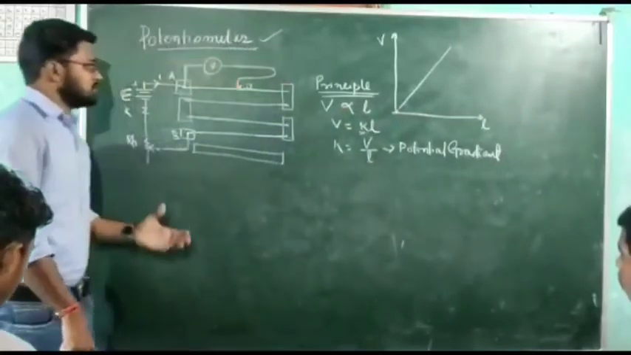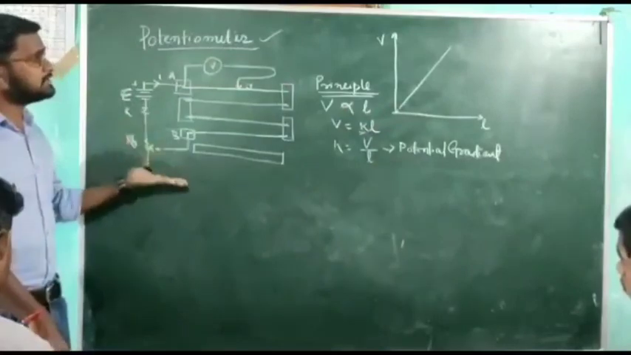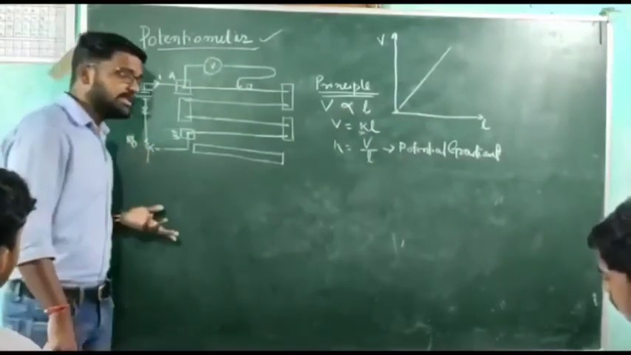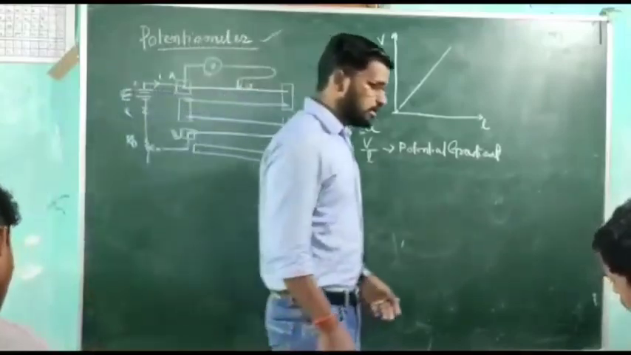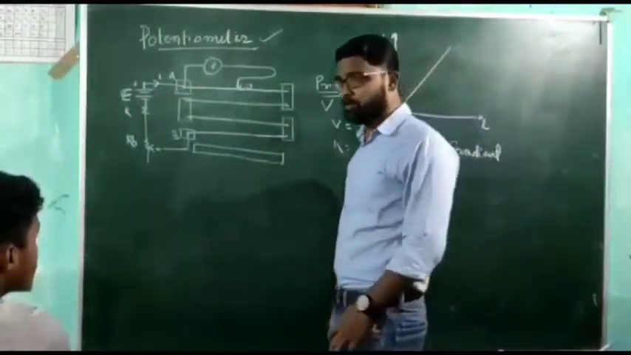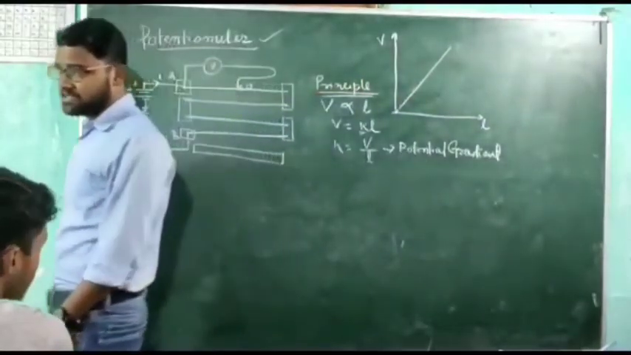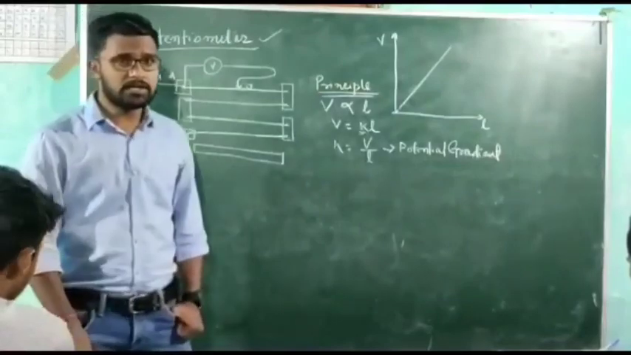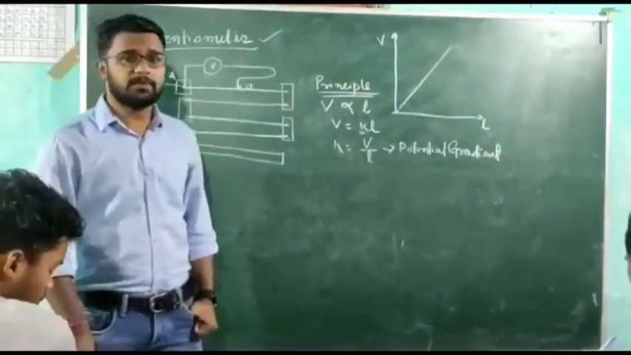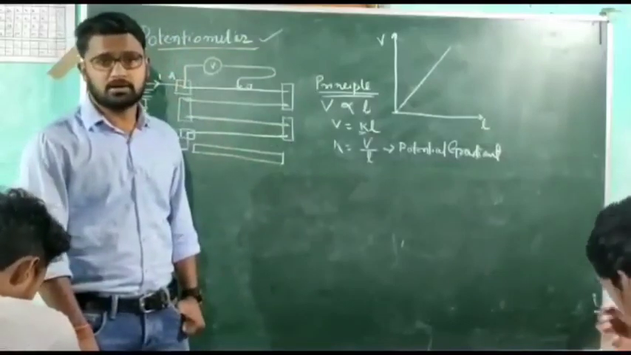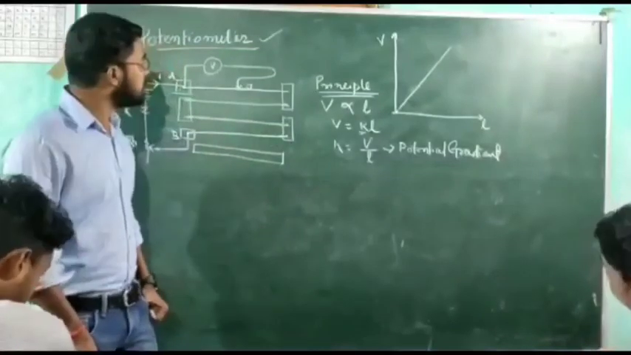So this is the principle and construction of the potentiometer. This potentiometer can be used to measure the EMF of a cell, or to measure the internal resistance of a cell. Internal resistance or EMF can be measured using this potentiometer. So that's all about the potentiometer.